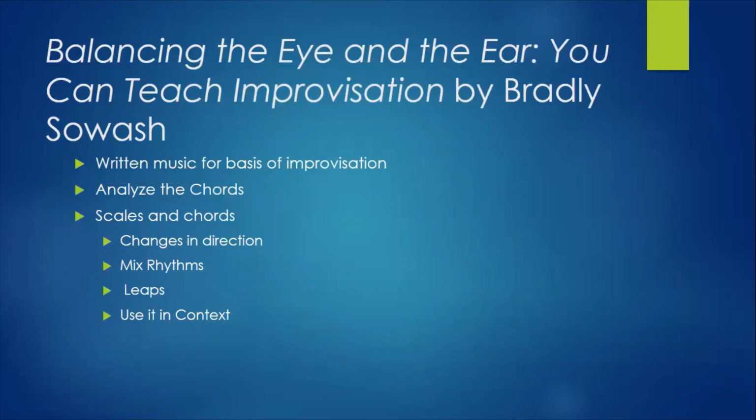Bradley Shewash's article, Balancing the Eye and the Ear, You Can Teach Improvisation, discusses how to teach improvisation with a written piece. Shewash suggests using a short piece that uses 3 or 4 chords in the left hand. The first step is getting the student to learn the piece exactly as written and using improvisation as a reward for learning the piece. Next, after the student has mastered the piece, have the student analyze the chords.